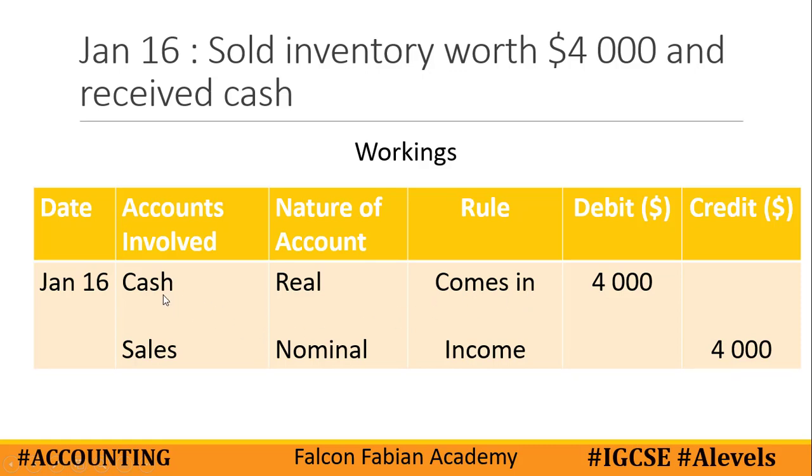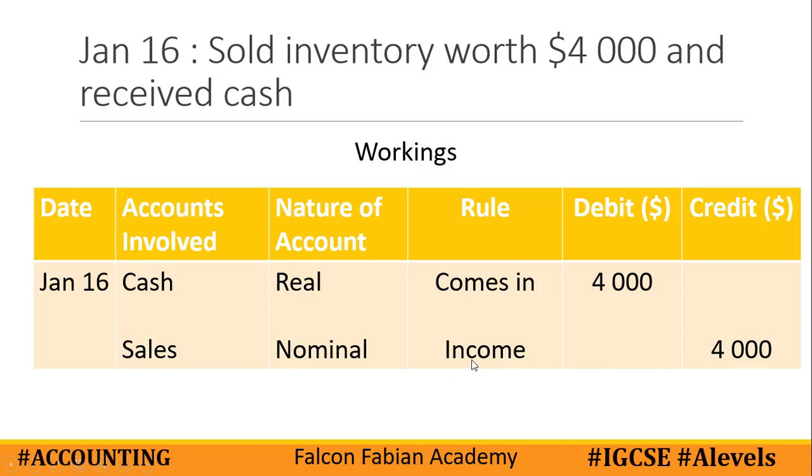So the account is cash. The rule of real account is applied to cash, and the rule is that debit what comes in and credit what goes out. So in the rule column I have written comes in. Cash is coming in. Therefore, cash account needs to be debited by amount 4,000. Now the next account is sales. The rule of nominal account is going to be applied to sales. Why?